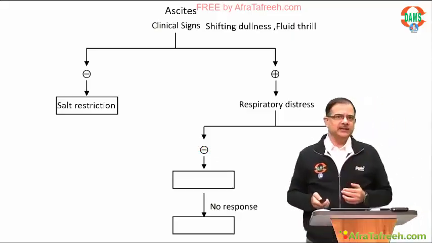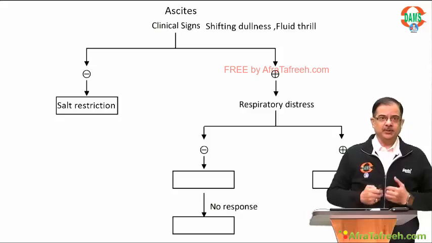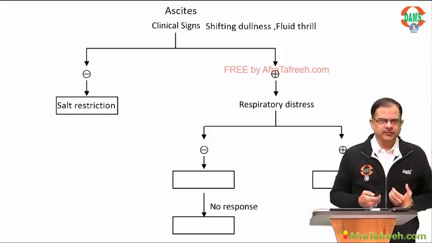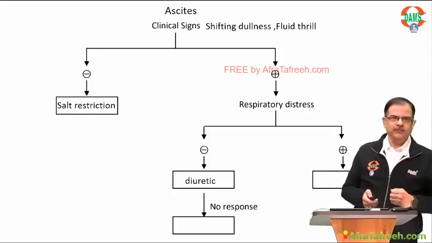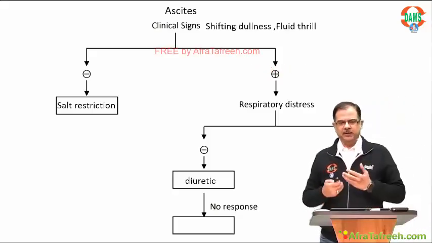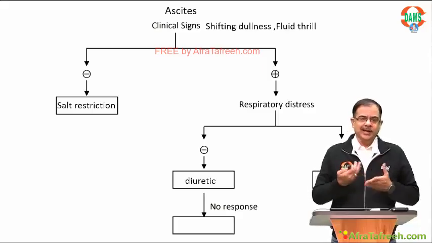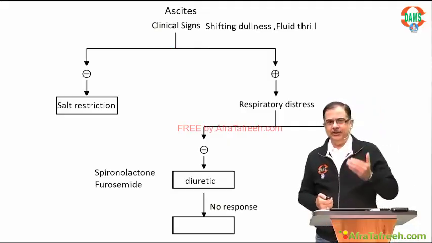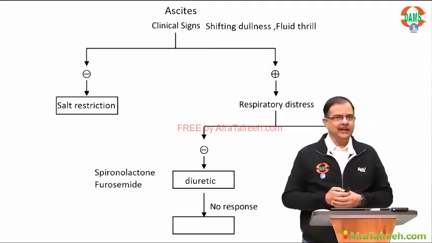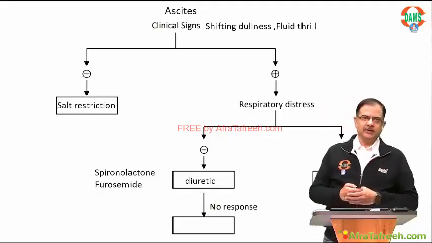But if that scenario has not yet occurred, respiratory distress is absent but the patient has shifting dullness, so we will go for diuretics. Diuretic of choice, we use two diuretics. One is the diuretic which is against the aldosterone, and second is a highly effective diuretic. So we give the patient spironolactone and furosemide. So these are the two diuretics which are given here.